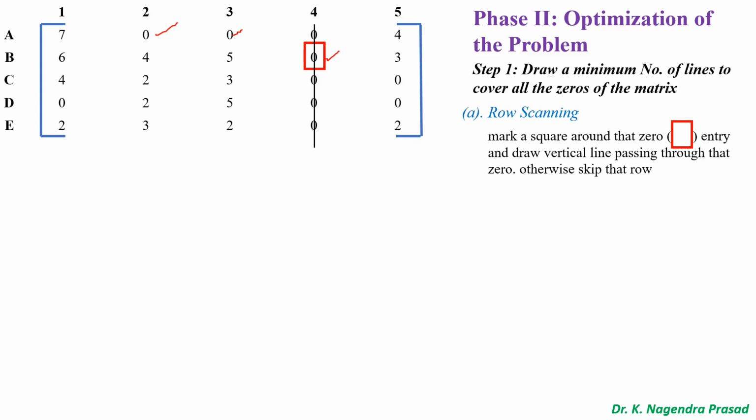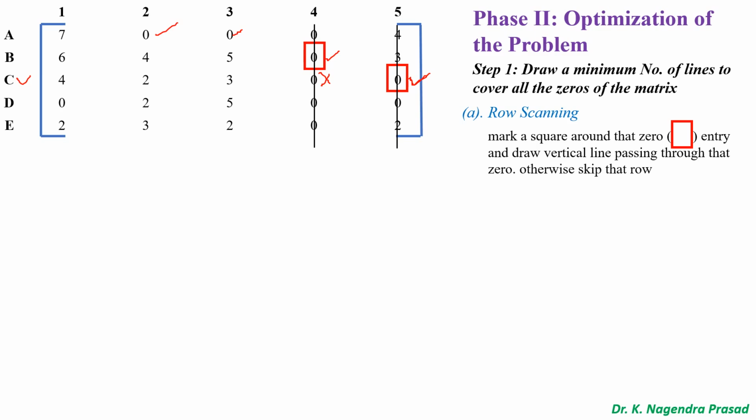Next we have to go for the third row. In the third row, we have only one 0. This 0 was already removed. So here also we have exactly one 0. Then we have to mark a square around this 0 and draw a vertical line.